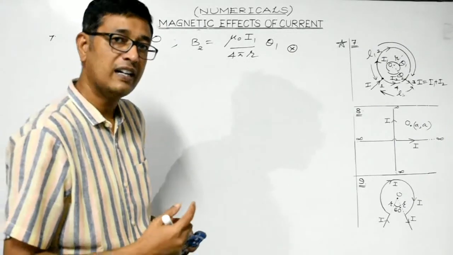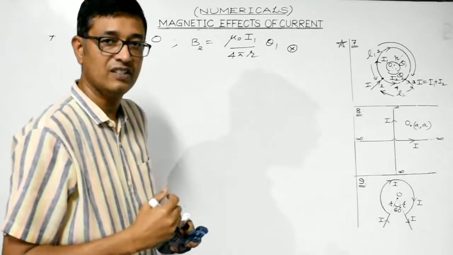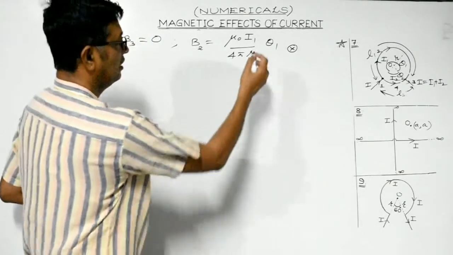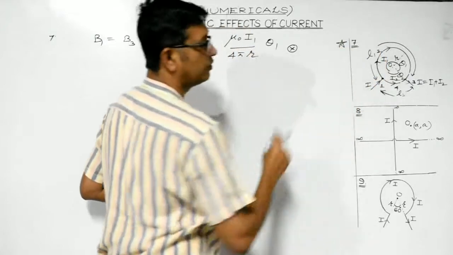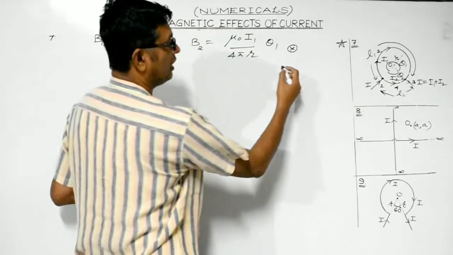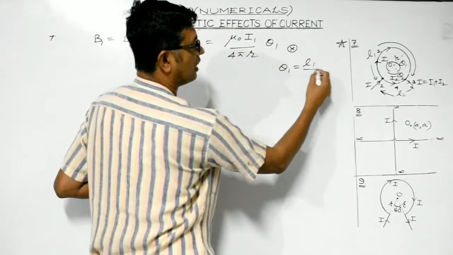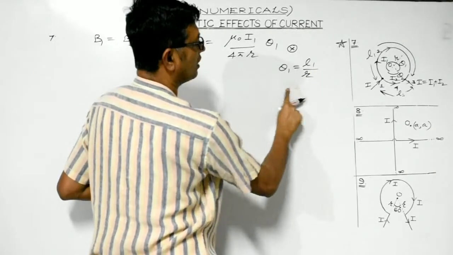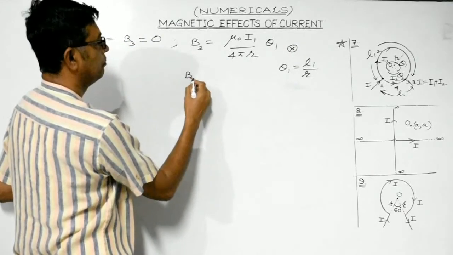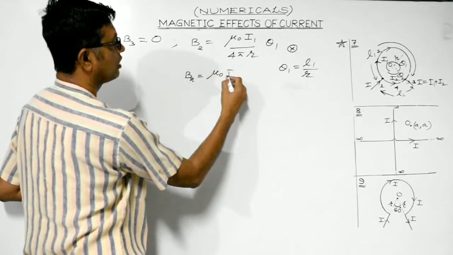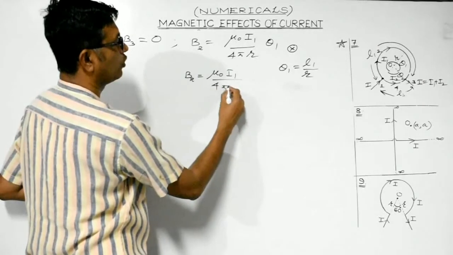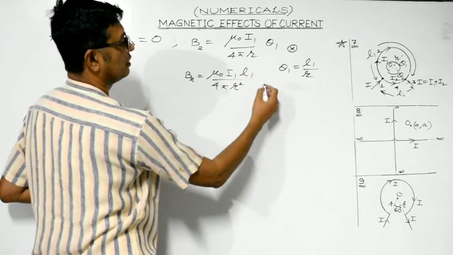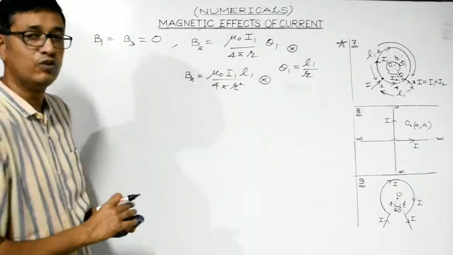If in a loop the current appears to be flowing in the clockwise direction, then at the center the magnetic field is directed inwards. Now theta 1 can be represented in terms of L1 and R1. Angle, as you are aware, is the length of the arc divided by radius. So theta 1 may be written as L1 by R. So what do we get? B2 is equal to mu naught I1 divided by 4 pi. Substitute this value of theta 1. So here we will get R square, and directed inwards.